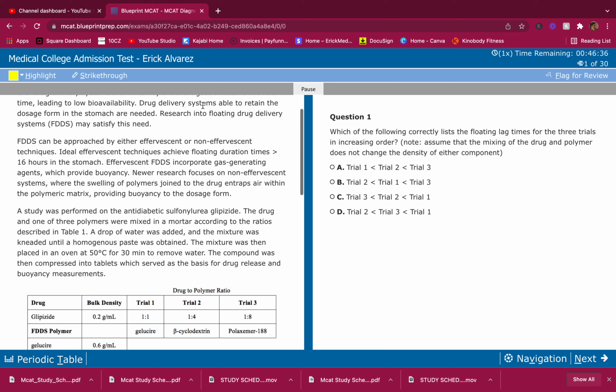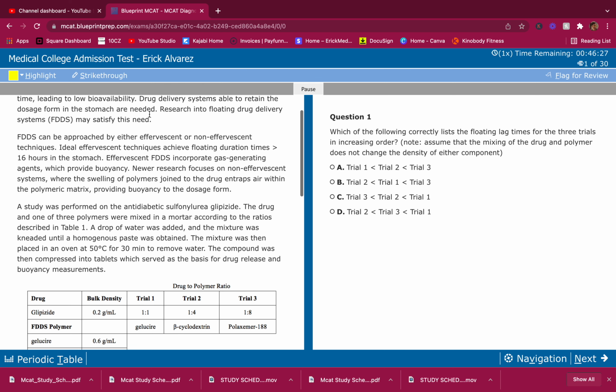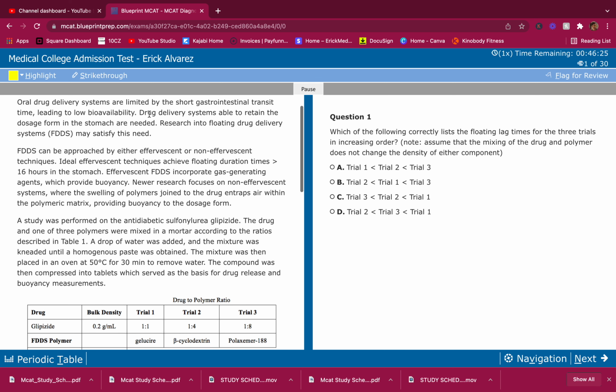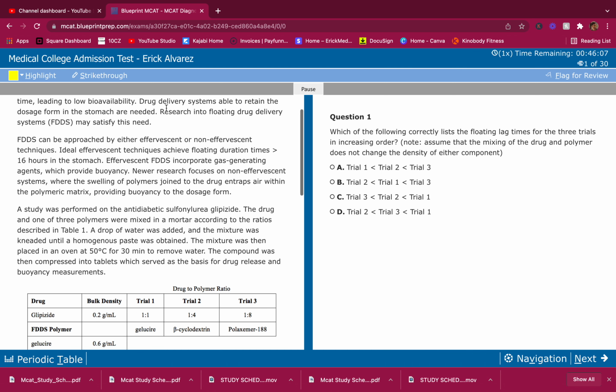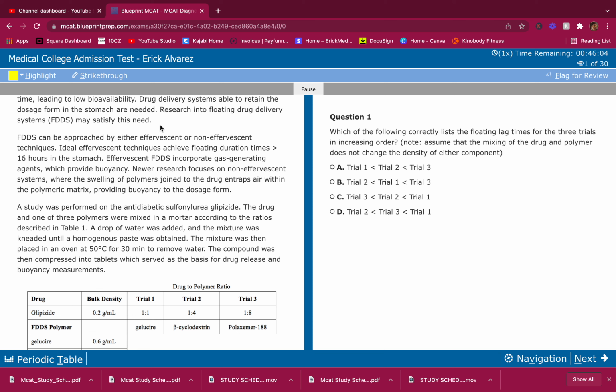Drug delivery systems able to retain the dosage form in the stomach are needed. Research into floating drug delivery systems may satisfy this need. Okay, cool. First paragraph, they're trying to see how can I deliver the dosage of the drug. Let's say it's a 40 milligram drug. How can I keep that 40 milligrams into the patient and make it go into their bloodstream? I don't want to lose any dosage. I want to retain the dosage. That's what I'm getting from this first paragraph.